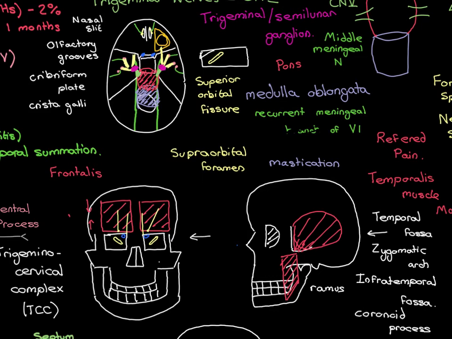Now, when we were discussing the spinothalamic tract and the trigeminothalamic tract and the trigeminocervical complex previously, I said that when we have that junction between primary nociceptive afferents and secondary nociceptive neurons, there is convergence, i.e., lots of primary nociceptive afferents synapse onto the same second-order neuron.